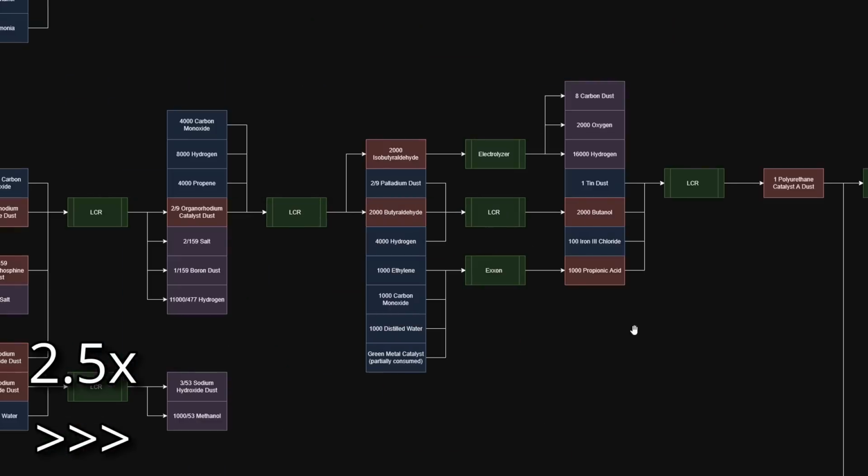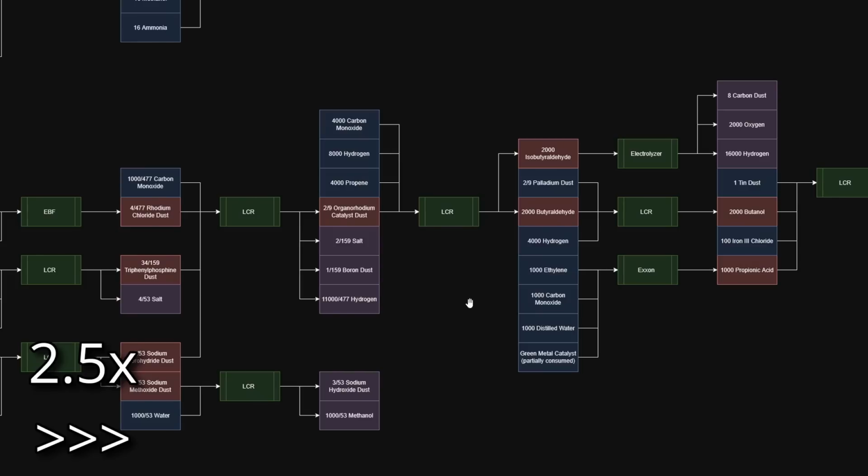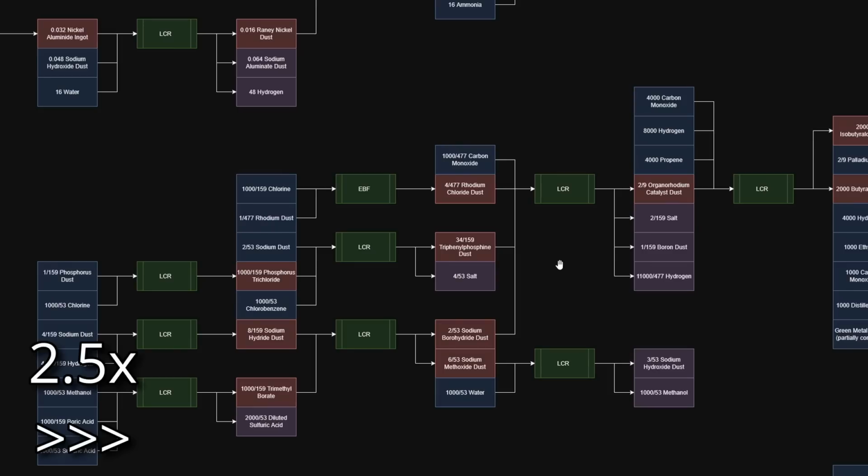Polyurethane catalyst A dust comes from tin dust, butanol, iron trichloride, and propionic acid. Butanol comes from palladium dust, butyraldehyde, and hydrogen. Butyraldehyde comes from carbon monoxide, hydrogen, propene, and organorhodium catalyst dust, and you also get isobutyraldehyde, which is useless, so we just electrolyze it. The organorhodium catalyst dust comes from carbon monoxide, rhodium chloride dust, triphenylphosphine dust, and sodium borohydride dust.